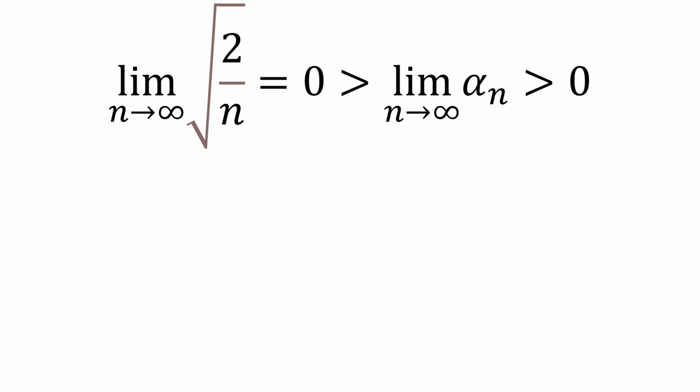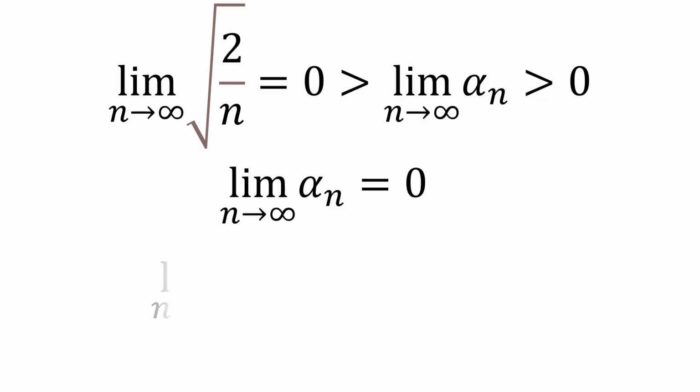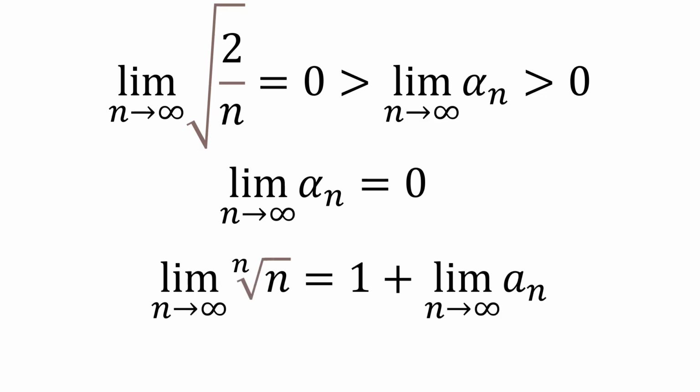Now we finish the proof. We showed that the limit of alpha n as n tends to infinity equals 0. And we defined the nth root of n as 1 plus alpha n. So the limit as n tends to infinity of the nth root of n equals 1 plus the limit of alpha n as n tends to infinity, which equals 1 plus 0, which equals 1. The limit as n tends to infinity of the nth root of n equals 1. Proved.